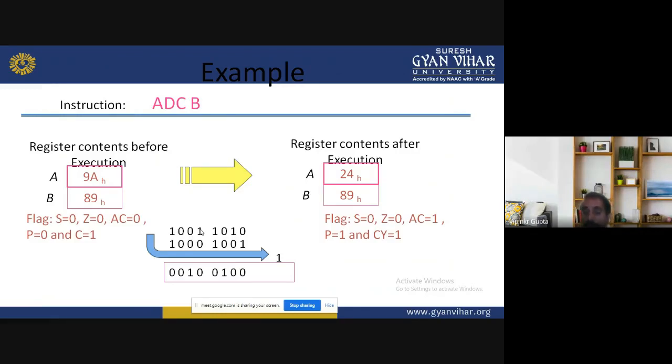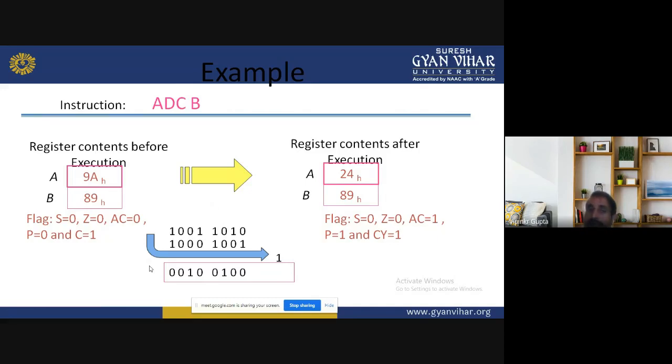Parity: number of ones. What is the number of ones? We count the ones: 1 and 2. There are two ones. Is it even or odd? It's even. So we can say the parity flag is 1. Carry is also generated when we do the operation. We can see one carry is generated. So the carry flag is also 1. So this is the result of ADC B. So what is the length of this instruction?